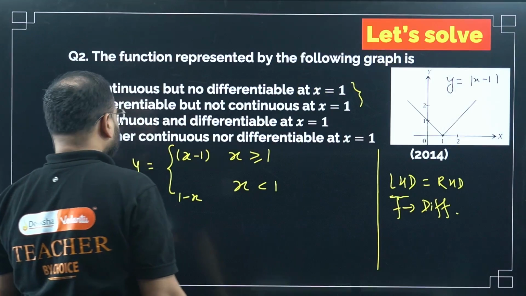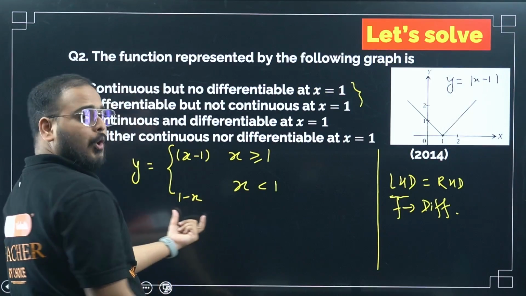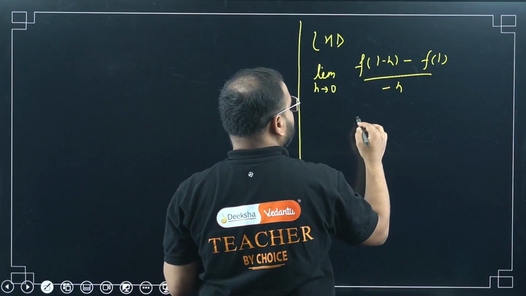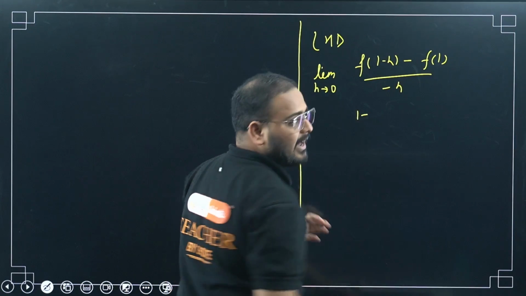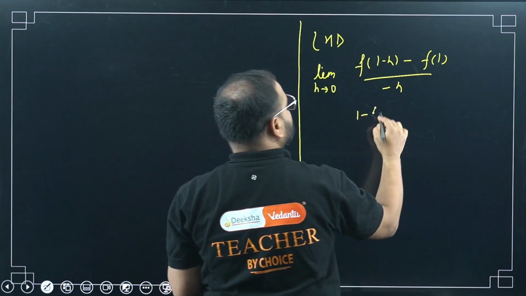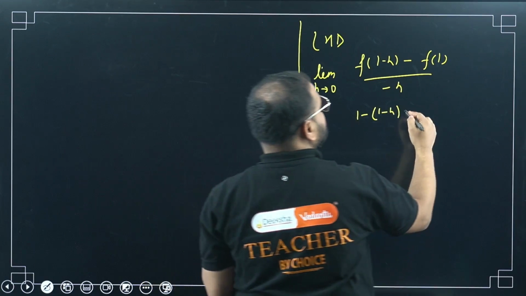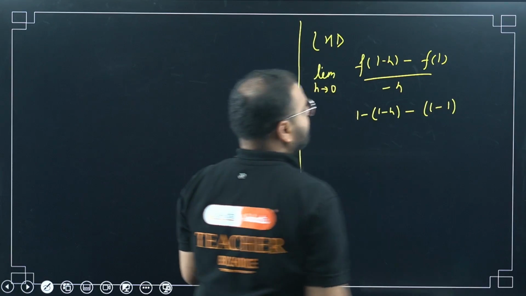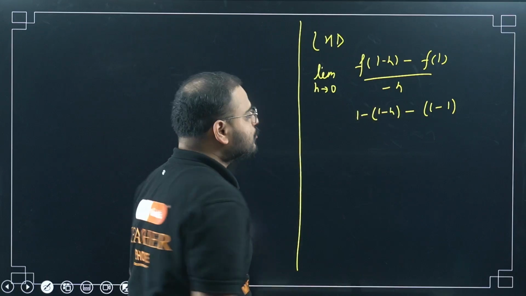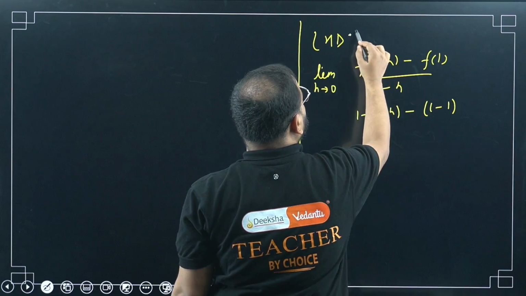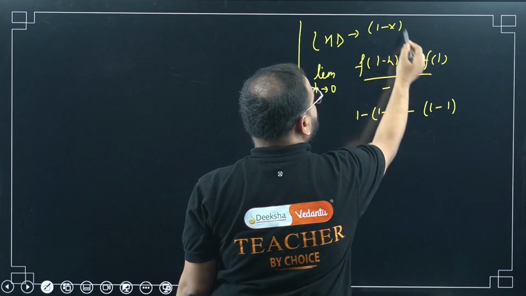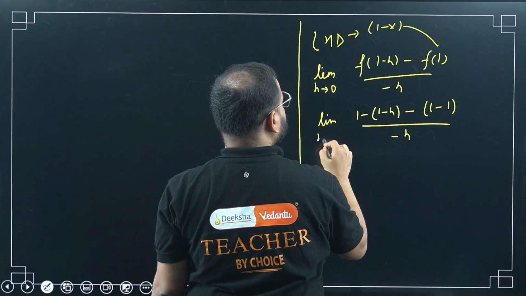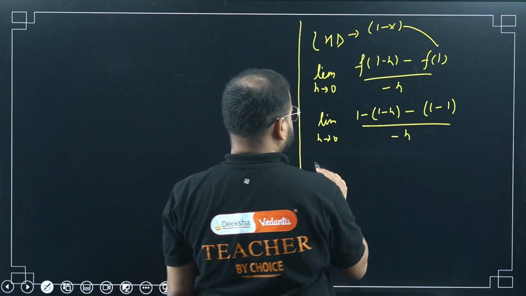Let's use the function. For LHD, which function will I use? I'll use this one, 1 minus x. Please understand this. If I write it like this, I'm going to replace x by 1 minus h. So 1 minus (1 minus h), minus f of 1, which means what? 1 minus 1, right? Because I replace x by that value. The function I'm using is 1 minus x, so replace x by 1. I write here minus h. This is my limit h tends to 0.